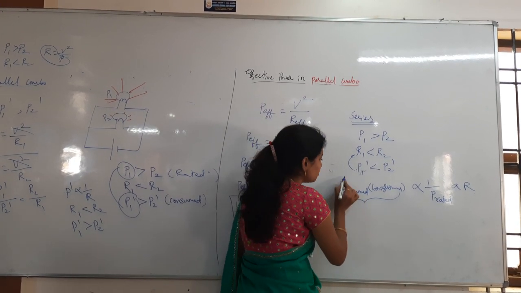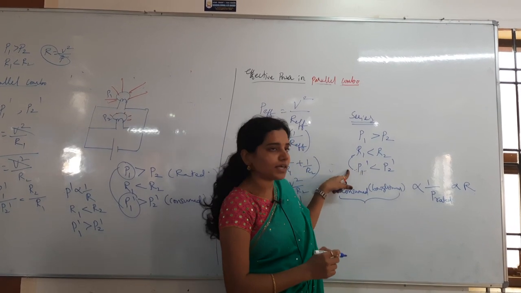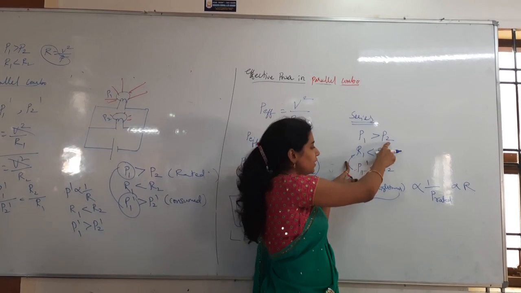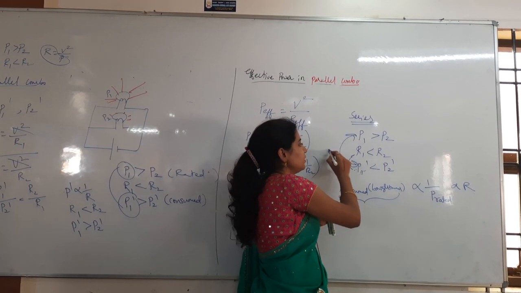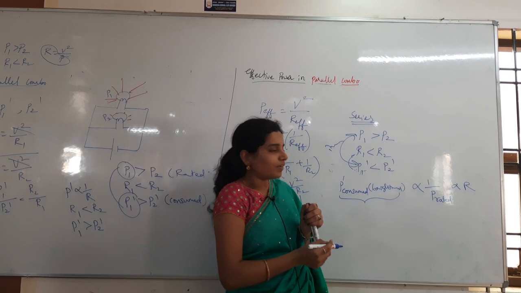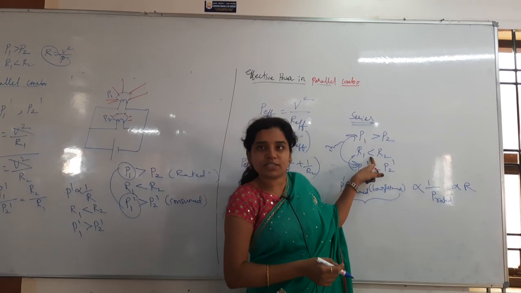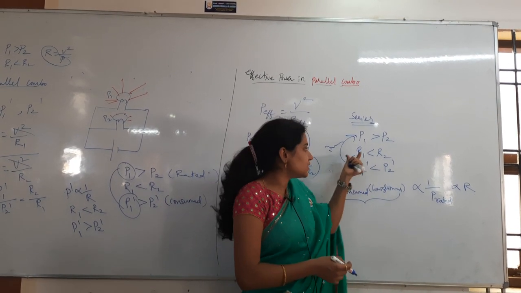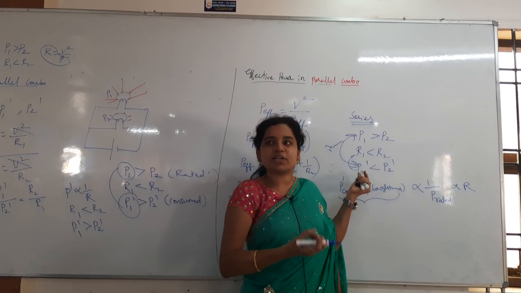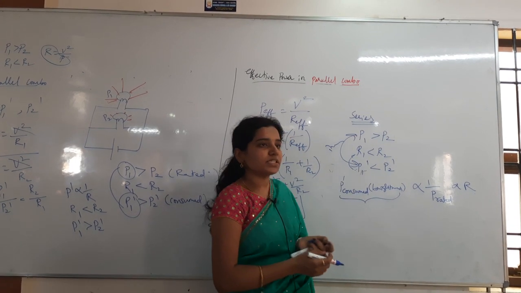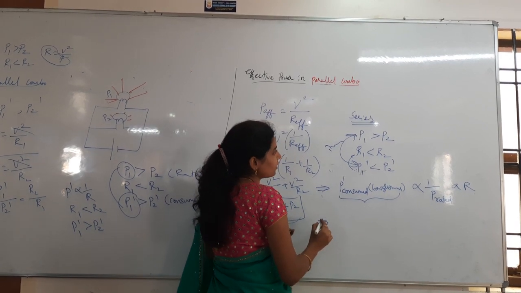The power consumed P dash, or brightness, is inversely proportional to the rated power, because P1 is greater than P2 while P1 dash is less than P2 dash. Then for power consumed and resistance, both are less. So the power consumed is directly proportional to the resistance. Less resistance means less power consumption, in series combination.